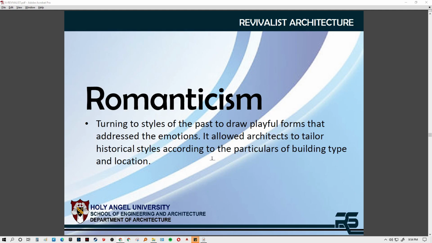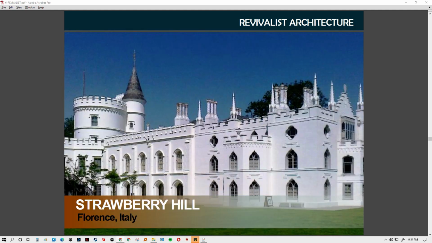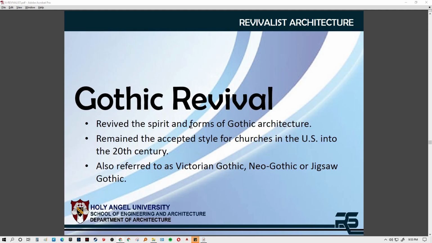So the medieval were the palaces, and has this massive motif with a different finish. As you can see, it looks like a medieval castle. It is Strawberry Hill in Florence, Italy.